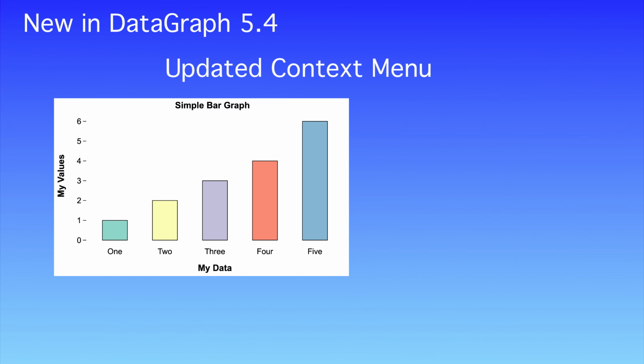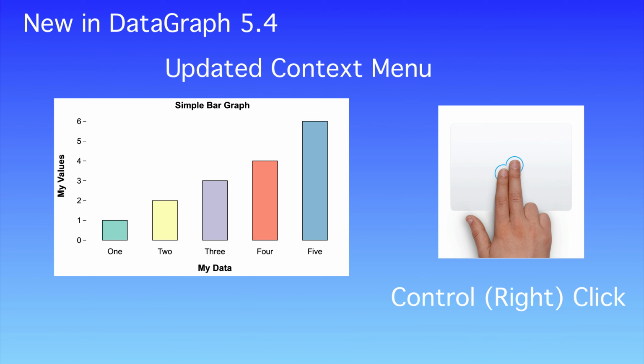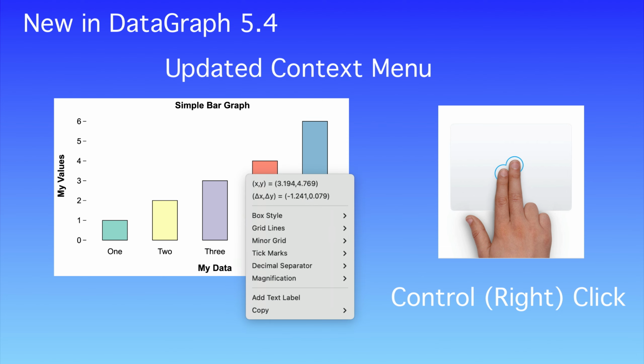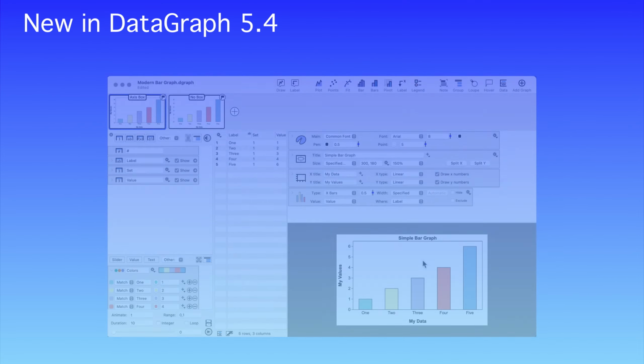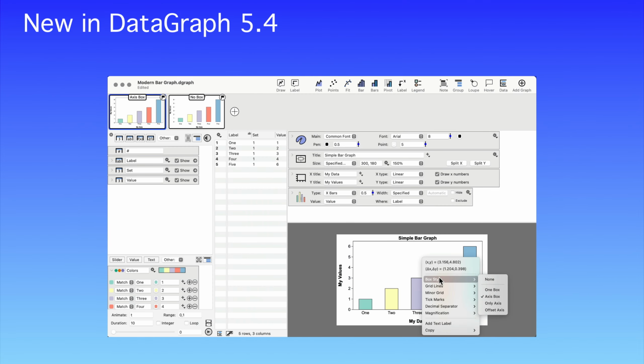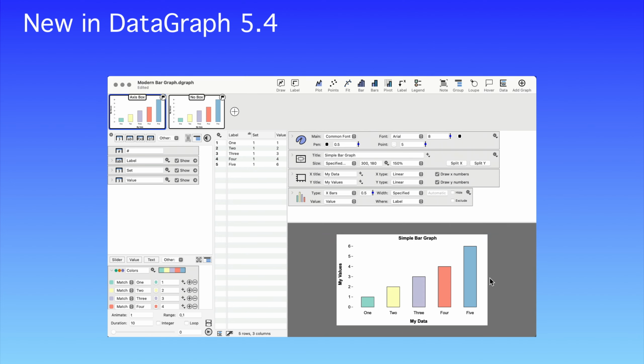We've also updated the context menu to give you better access to these style settings. So when you right-click on your graph or control-click, you will see a menu that gives you access to the box style, grid lines options, tick mark options. So if you want to go ahead and try the new box style of none, you can quickly do that.